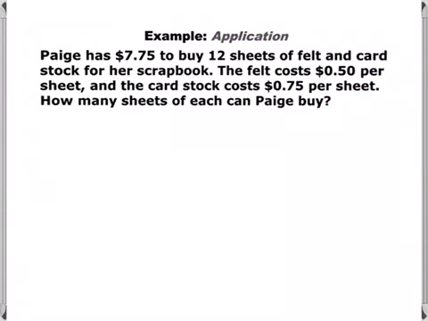Paige has $7.75 to buy 12 sheets of felt and cardstock for her scrapbook. The felt costs 50 cents per sheet. The cardstock costs 75 cents per sheet. How many sheets of each can she buy?